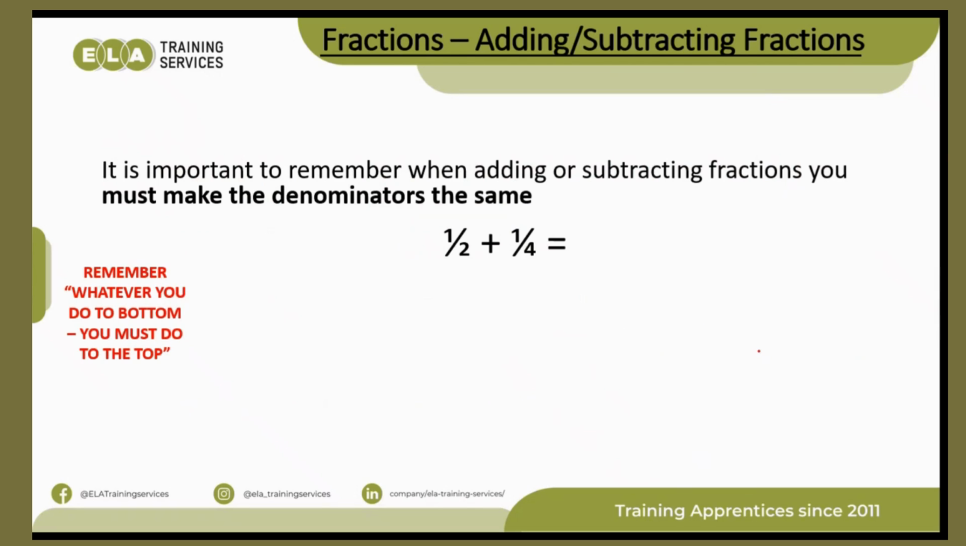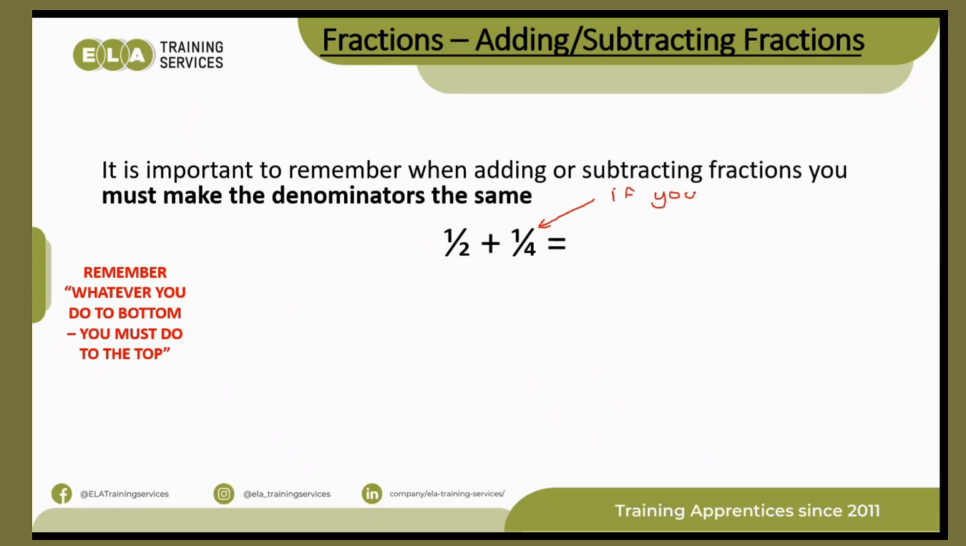It's a bit of an upskill topic. It does tend to come up at level 1 occasionally, but it's good to know how to do this. So, when you are adding or subtracting fractions, what's really important to remember is you must make the denominators the same. And then I want you to remember this phrase, whatever you do to the bottom, you must do to the top. So here, we've got 1/2 add 1/4. Now, if you can turn one number to the other, you keep the larger fraction.